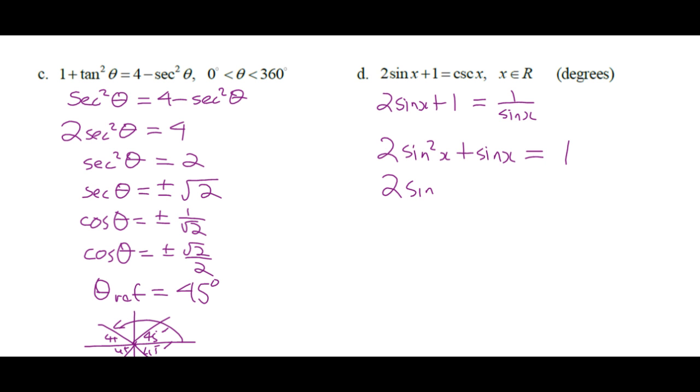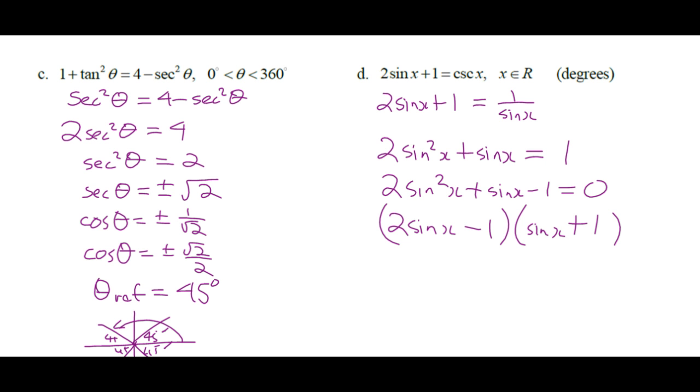It's not like, oh, wait, here we go. 2 sine squared plus sine x minus 1. Okay, so that needs to be factored, right? Plus 1 minus 1. Squared plus 2 minus 1. Plus 1. Okay, good.